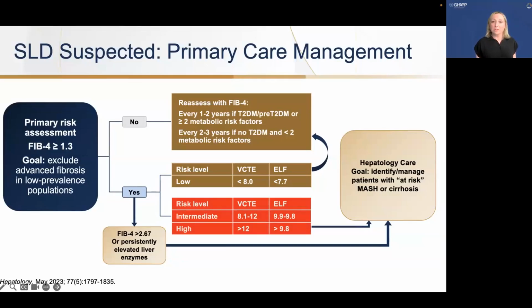And so based on that, if it's considered low risk, based on either the FibroScan or the ELF test, then you can go back to reassessing with a FIB-4 every 1 to 3 years based on the patient's risks. And if that FIB-4 initially was in that more high risk range, greater than 2.67, or the next step FibroScan showed a more intermediate or higher risk assessment, then we'd encourage a referral to specialty care and hepatology. And their goal really is to involve these patients earlier with hepatology care to identify patients that have more significant fibrosis, to identify patients that have a diagnosis of cirrhosis, and engage them in ongoing screening and individualized care to monitor for the risks of liver disease progression and risk of liver cancer.